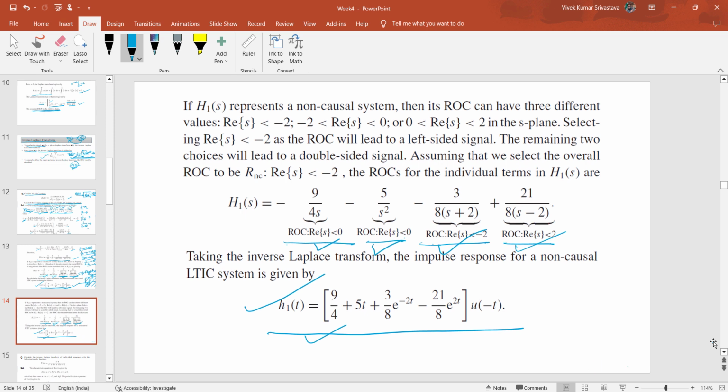Okay, so for causal, we can immediately find out the region of convergence if it is specified as causal. So here it is non-causal, that's why it is less than zero, the real value of s.